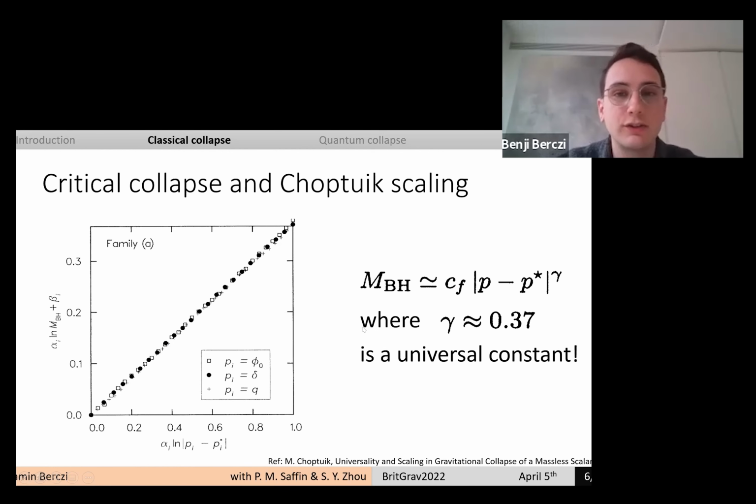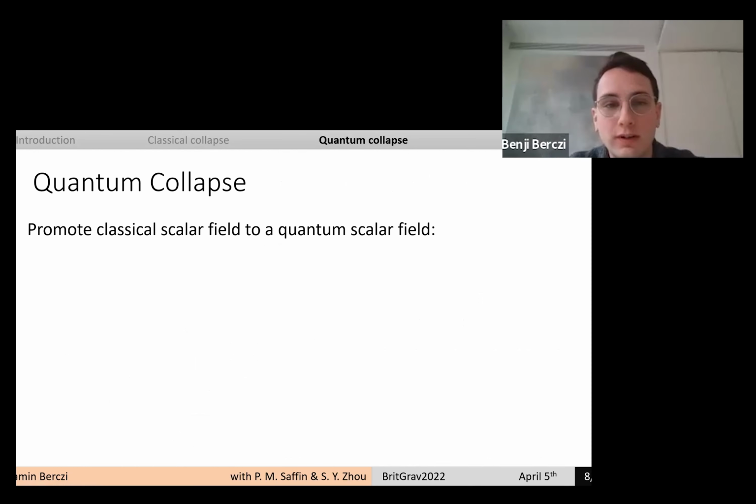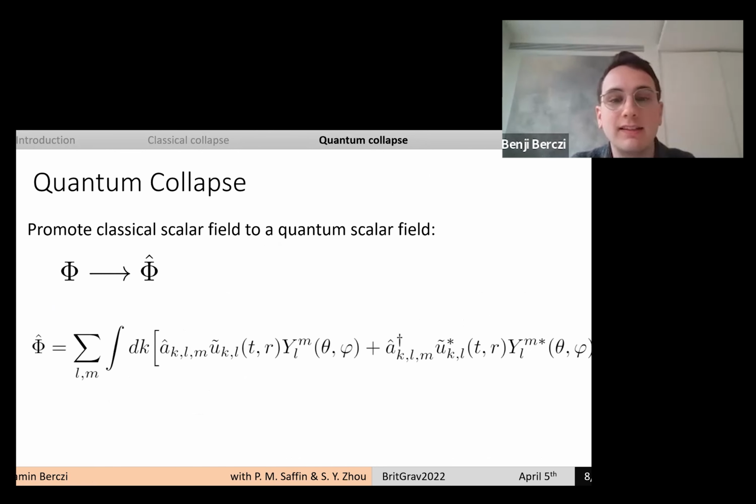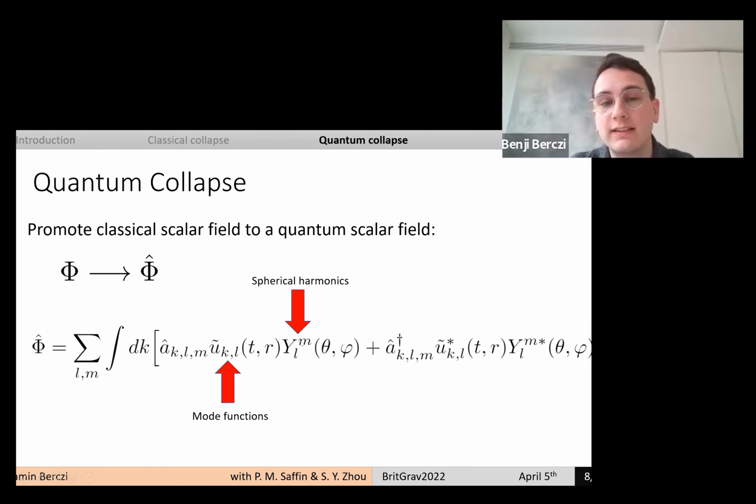All right, let's turn to quantum collapse. So in our formalism, all we do is promote the classical scalar field to be a quantum operator and expand it in terms of its spherical modes. And here you can see that we have the spherical harmonics and the mode functions separated.